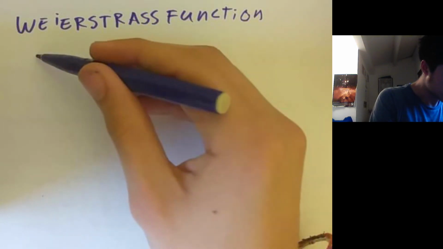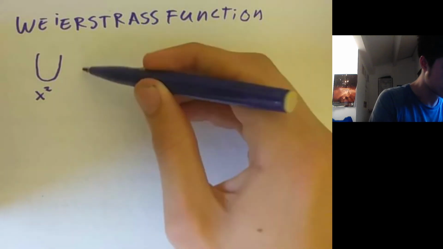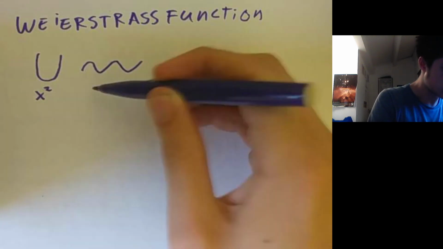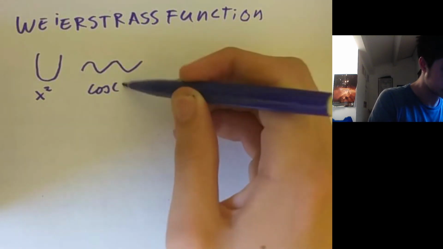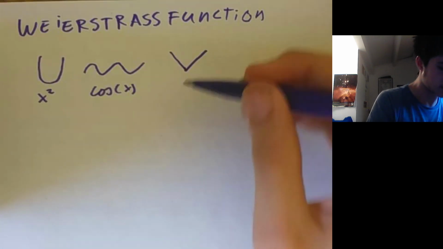And so we could write down some examples. For example, the function x squared. We have the function cosine of x. Here we have the function absolute value of x.